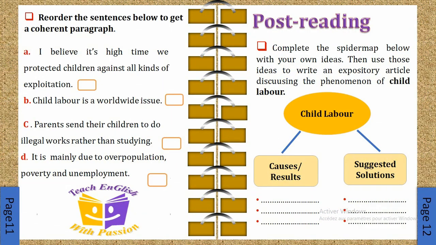In the post-reading phase, the teacher asks learners to complete the diagram given with their own ideas. Learners make use of those ideas to write an expository article about the phenomenon of child labor, discussing its causes, effects, and suggesting some solutions.